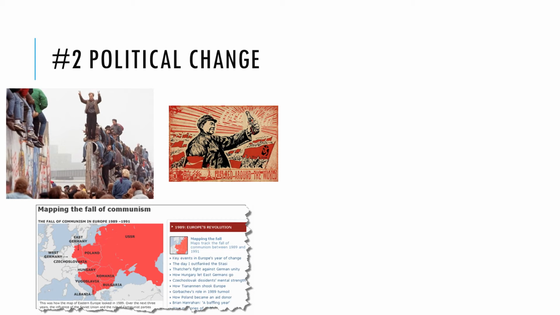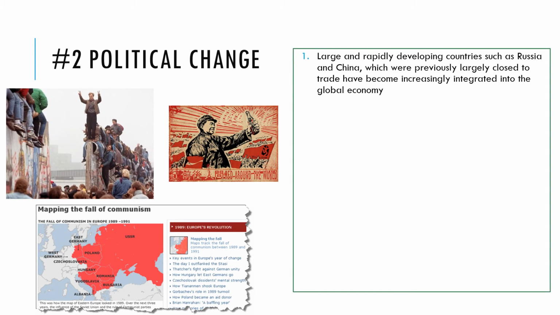Okay, our second cause of globalization is to do with political change. So many large and rapidly developing countries, so we're thinking here about Russia and China, were previously closed to trade. So if you go back 40, 50 years, China was very isolationist in terms of its policies. It wanted to be self-sufficient and didn't want to really engage with other economies around the world.